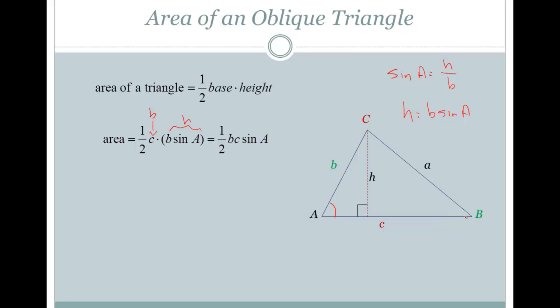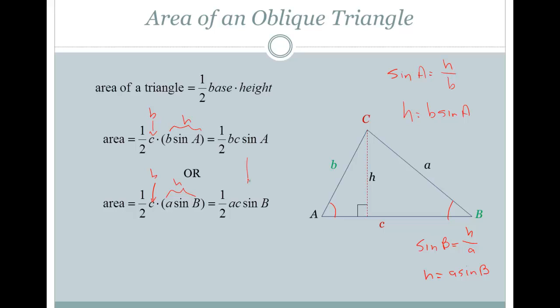I could have also just as easily used angle B over here. I could have said that the sine of B was equal to H over A, or H is equal to A sine of B. And let's write that up, because we can do that as well. If we do it like that, C is still my base, but now my height is described like that. So these two statements are equivalent, and I could use this to solve for the area of the triangle. Again, it's all dependent upon what information is given.